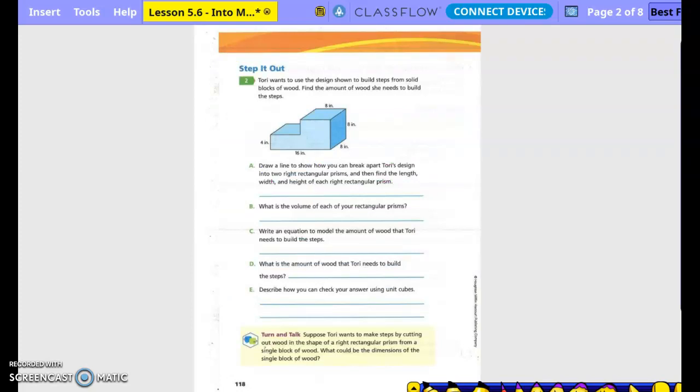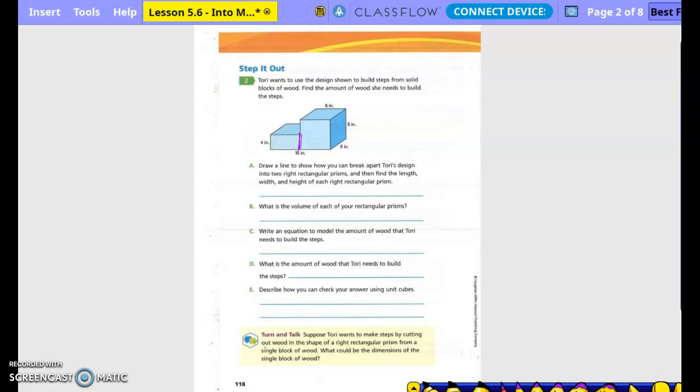Step it out. Tori wants to use the design shown to build steps from solid blocks of wood. Find the amount of wood she needs to build the steps. Draw a line to show how you can break apart Tori's design into 2 rectangular prisms, and then find the length, width, and height of each rectangular prism. So, would we want to go left to right, so horizontal, or do we want to go vertical and go up and down? Vertical. Okay, so we go right here, right? We're going vertical.